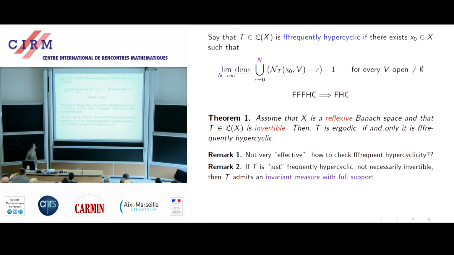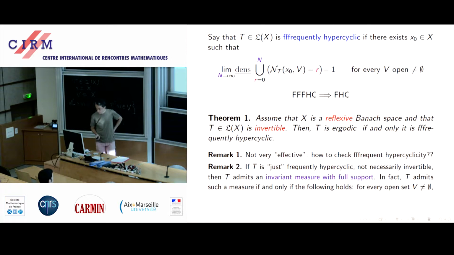But with the classical notion, you always get an invariant measure with full support. This will be more or less clear from the proof that I will outline in a few minutes. In fact, you can have a characterization of this property. An operator has such a measure if and only if a weaker property than FHC holds, and it goes like this.